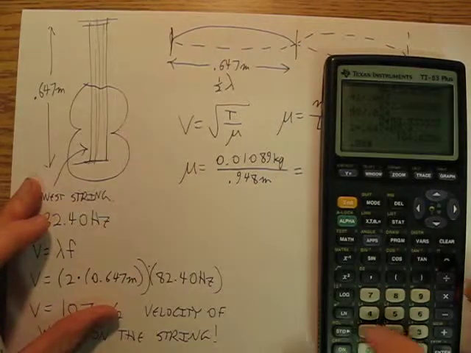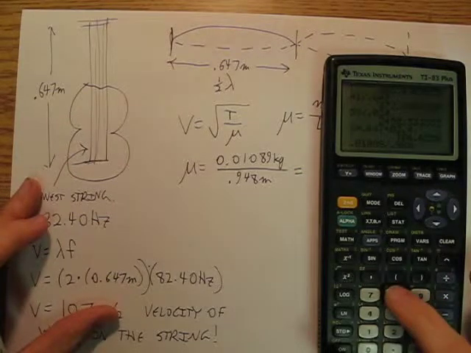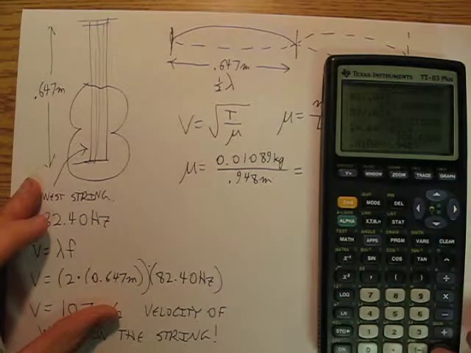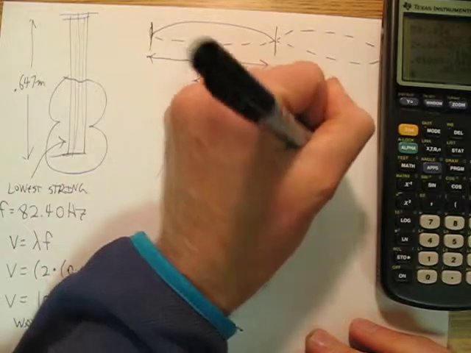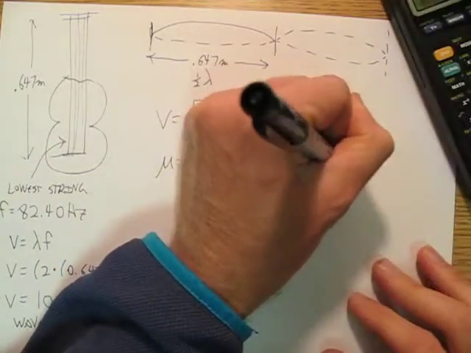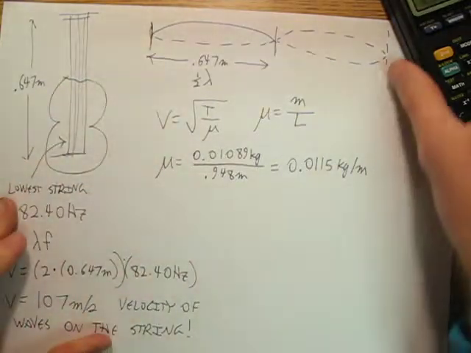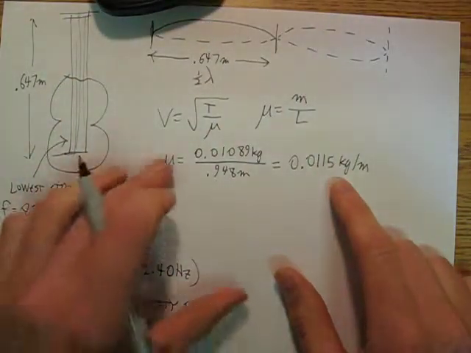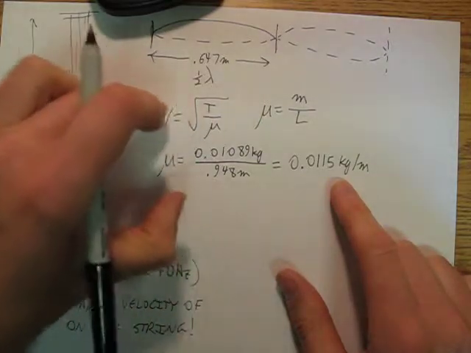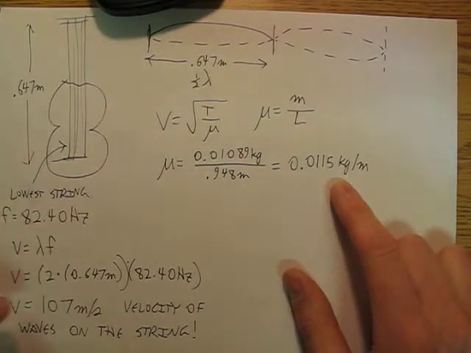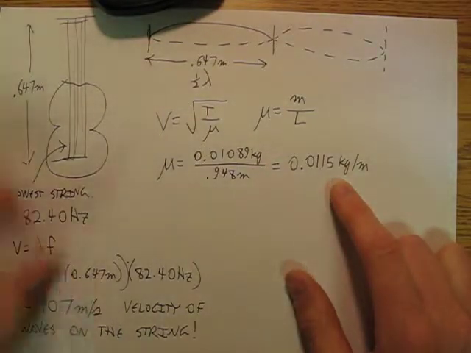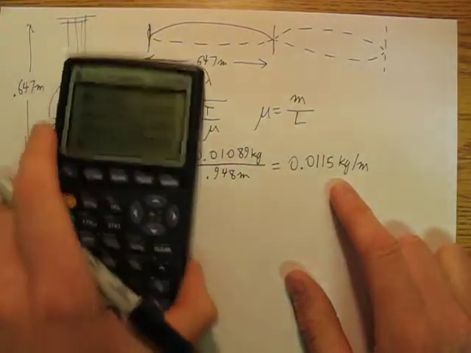So my mu was 0.01089 divided by 0.948. It gives me 0.0115 kilograms per meter is going to be my mu. Now I know my velocity, and I want to figure out what tension I should put the string under to get it to vibrate at that. So I want a vibrational speed, well, let's use the actual 106.6.